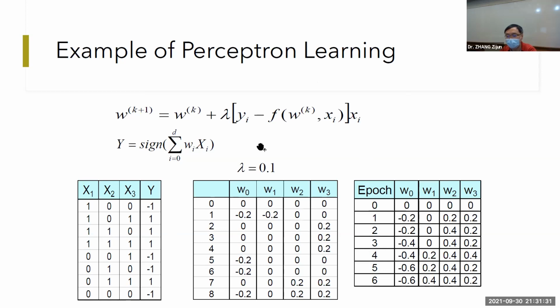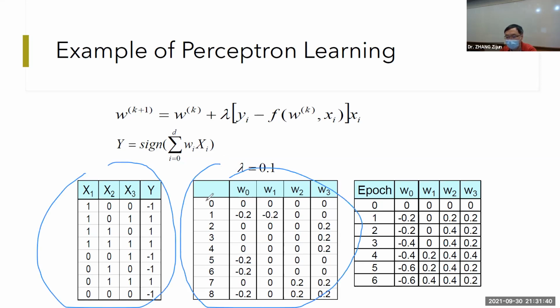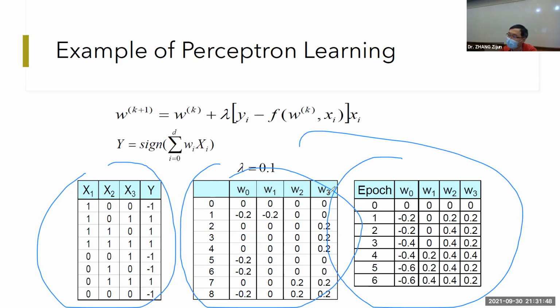So this is an example of the perceptron training. This is the data set. And this is the number of data points fed into the model. And this is the epoch, the number of iteration k from 0 to 6, showing how the W's are updated.